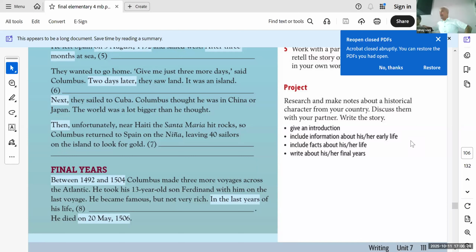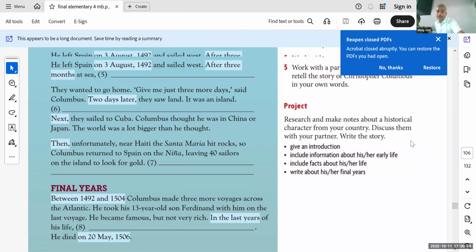The Spanish people, when he returned to Spain, gave him a hero's welcome. Is there anything more? Just this much. The Spanish people gave him a hero's welcome.